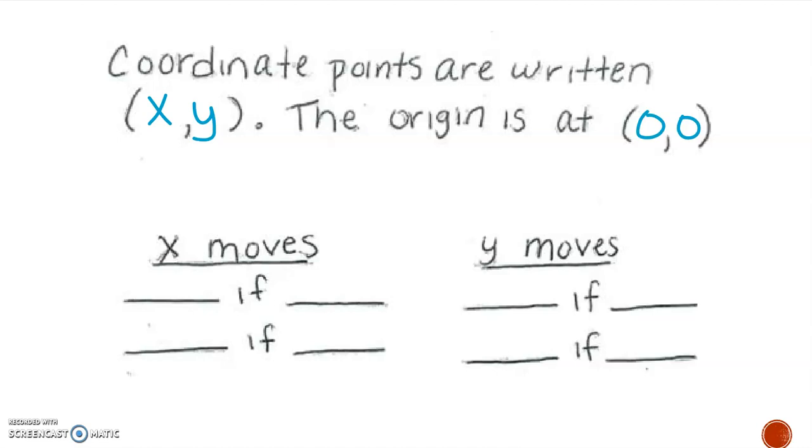Alright, so then X, that's the first one, you are going to move right if it is positive, you're going to move left if it is negative. For Y, you're going to move up if it is positive, and you're going to move down if it's negative.